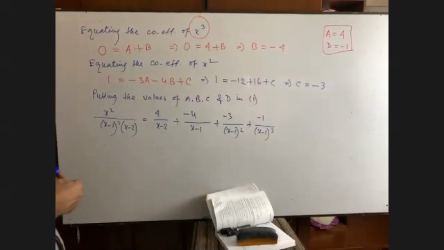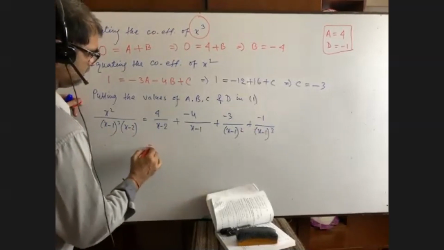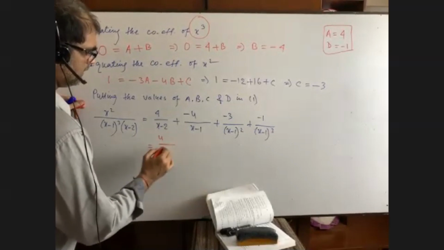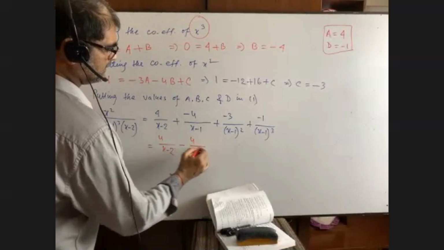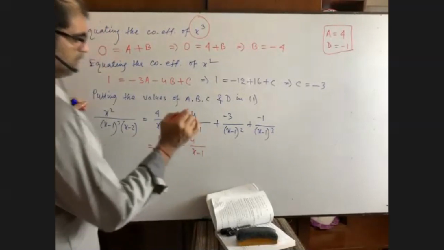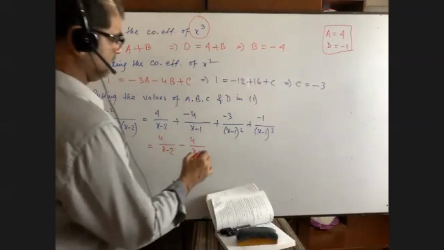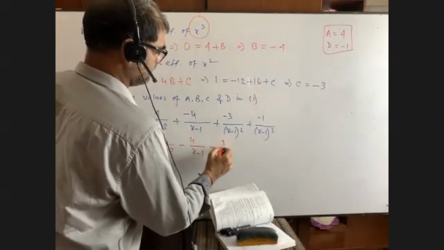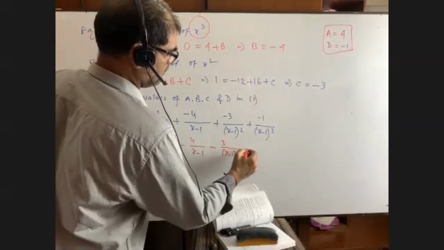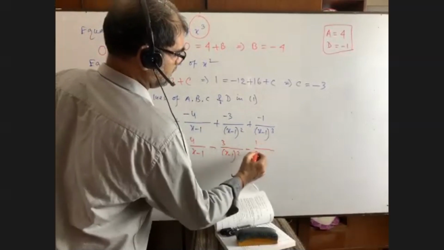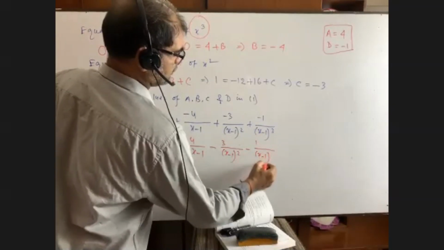Now we can write here 4 by x minus 2 minus 4 by x minus 1 minus 3 by x minus 1 whole square minus 1 by x minus 1 whole cube.